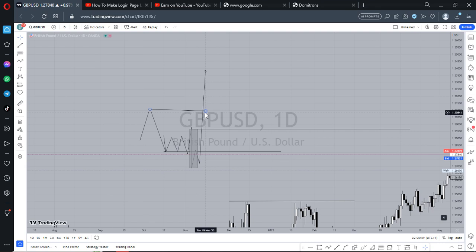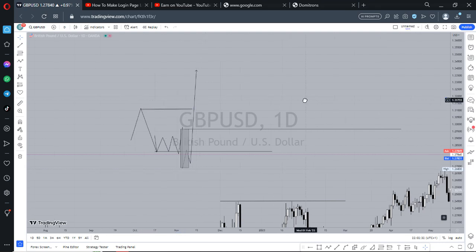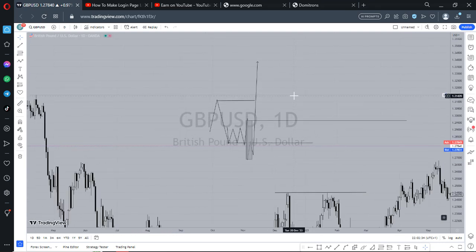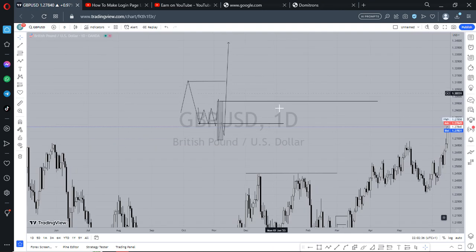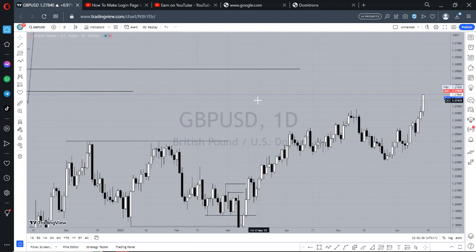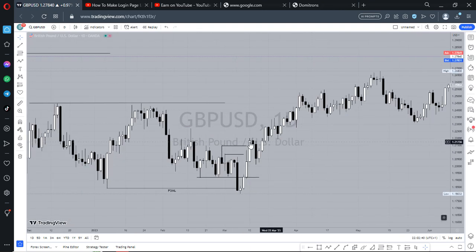So that's why I always say that we make use of the higher time frame, and the least that I can use to confirm my structural break is from my 4-hour time frame. So that's by the way.